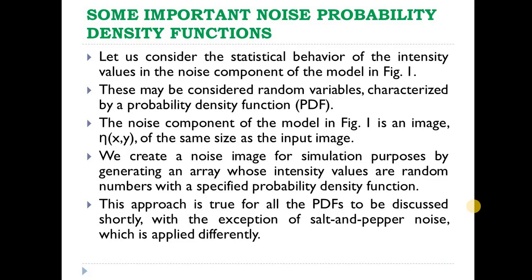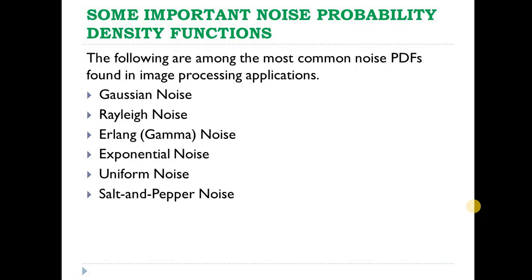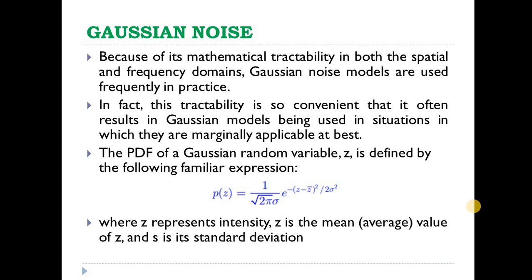Here also the image is f of x comma y and the noise is represented as n of x comma y. Now depending on the type of disturbance, this noise can be classified under various standard probability density functions. Accordingly, I am going to tell you about Gaussian noise, Rayleigh noise, Erlang noise, otherwise called gamma noise, exponential noise, uniform noise, and salt and pepper noise. Let us see one by one.